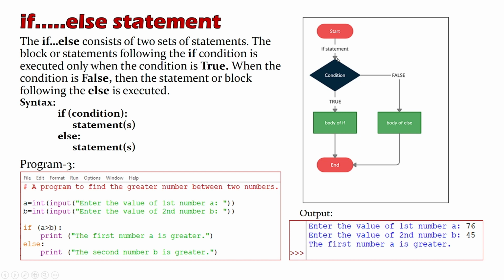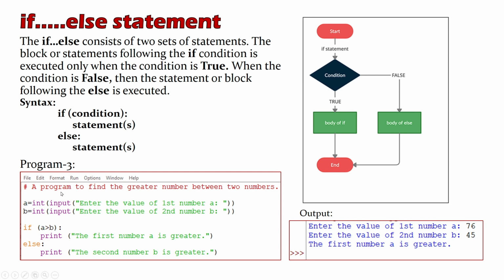Let us look at the flowchart. We begin the program, then there is an if statement with a condition. If this condition is true, then this body of if will be executed. What is the body of if? The statements after the colon are the body of if, and after the colon of else, this is the body of else. So if this condition is true, then the body of if will be executed, and if it is not true, that is, it is false, then the body of else will be executed, and then our program will end.